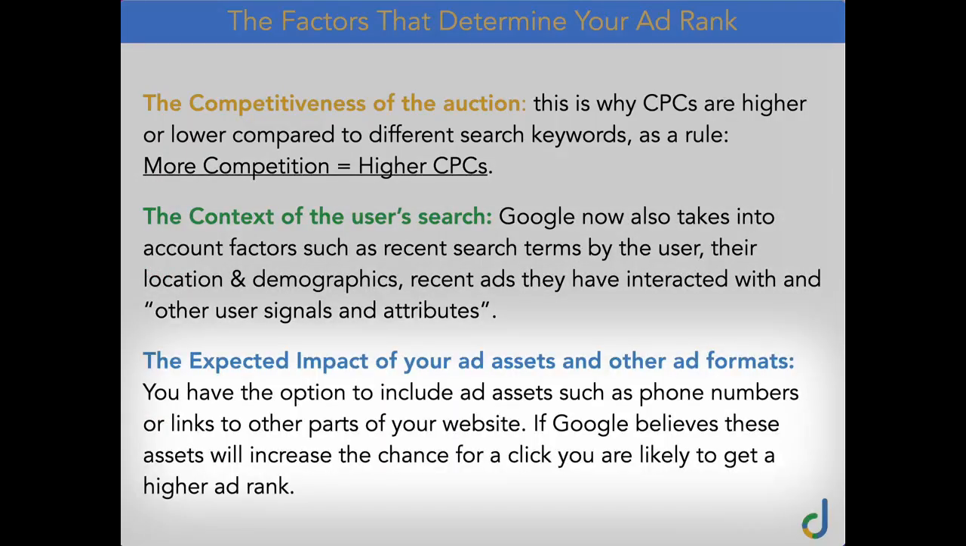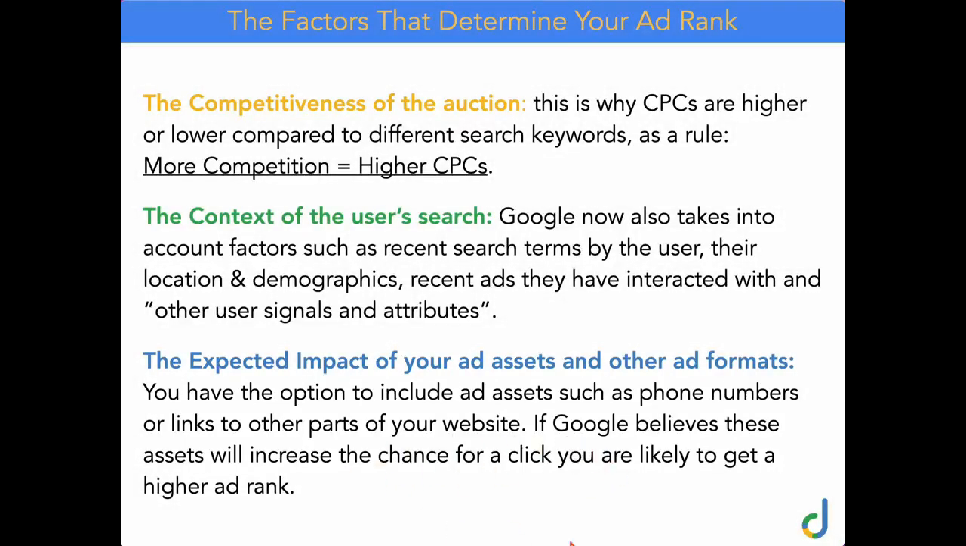The next point is then the expected impact of your ad assets and other ad formats. So you have the option to include ad assets such as phone numbers or links to other parts of your website. And if Google believes that these assets will increase the chance of a click, you are likely to get a higher ad rank. Some things that I want you to unpack there. This is a big factor for Google. If Google believes that these assets will increase the chance for a click.